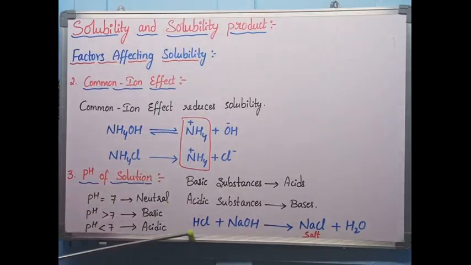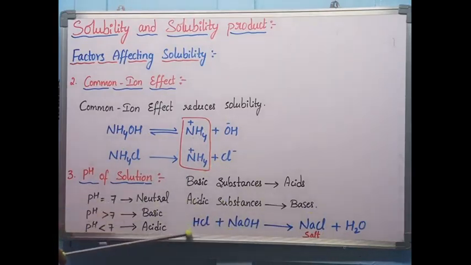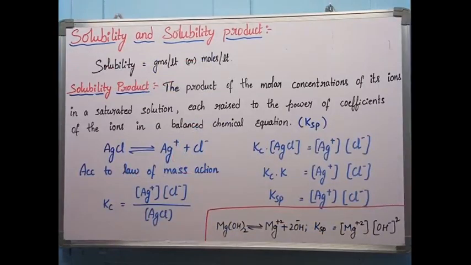For example, I am taking HCl, hydrochloric acid, as an acid. This acid is reacting with NaOH and produces a new product, that is salt, along with water. So here HCl is dissolving in the base called NaOH. The NaOH base is dissolving in the acid called HCl. The solubility of a substance also depends on the pH of the solution. We can say that solubility can be expressed in units called grams per liter or moles per liter.